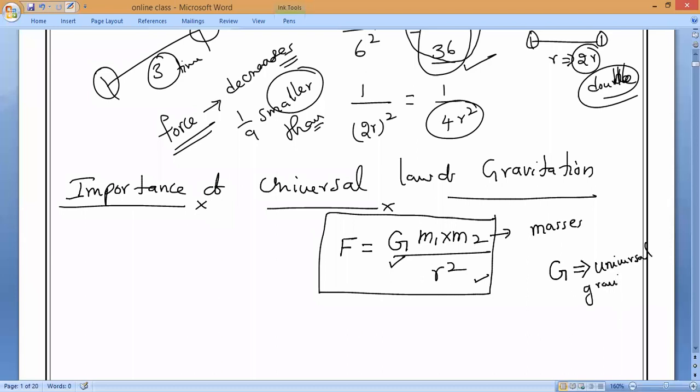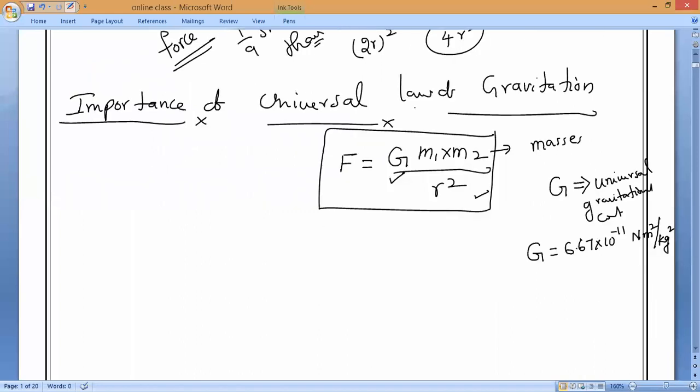Universal gravitational constant. So as we know, what is the value of that one? Everybody. G is equal to 6.67 into 10 power minus 11 Newton square meter per what? Newton square meter per kilogram square. That is the value of capital G, which all of you studied already. So this is the constant.